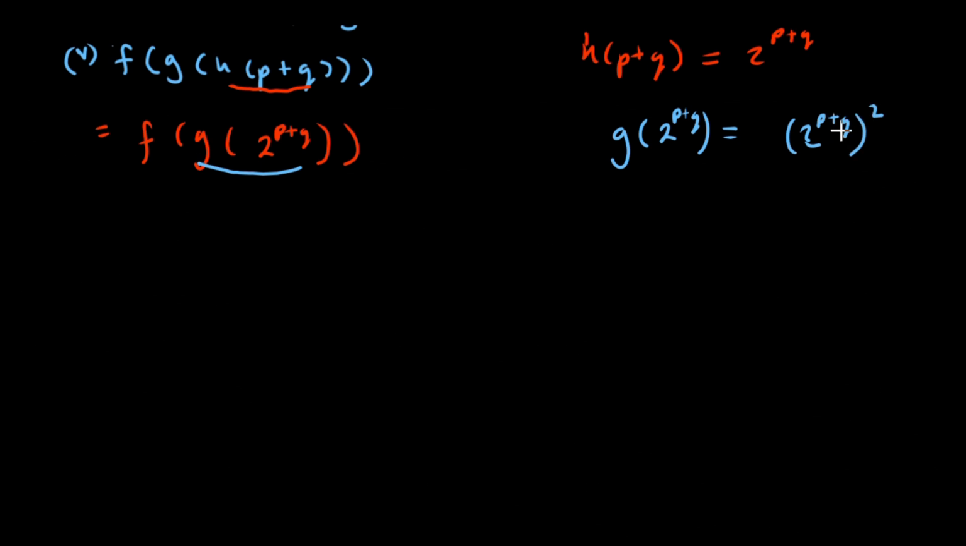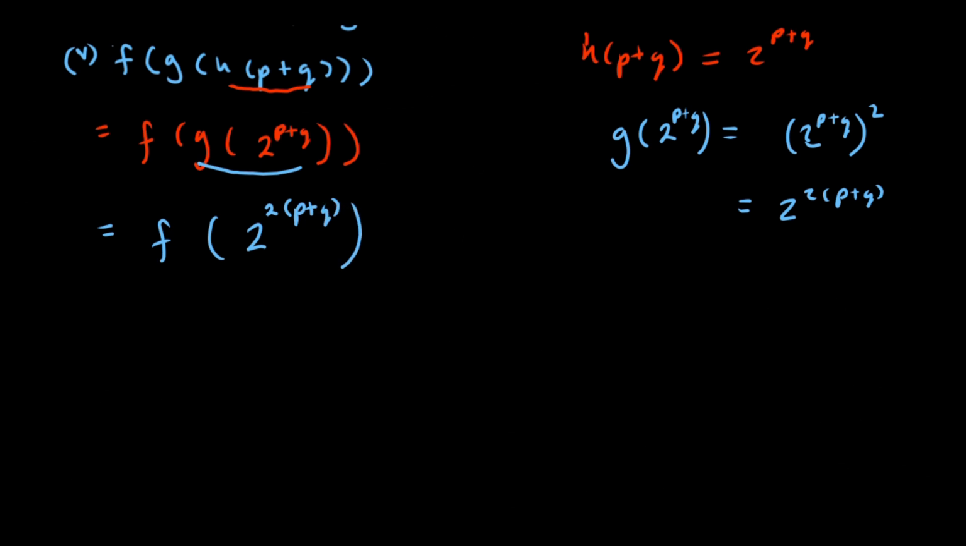Remember, if you raise a power to another power, you just multiply the powers here, and you are going to get 2 to the power 2, open brackets, p plus q. Simply that. Then, if you are carrying on, that's f of 2 to the power 2 p plus q, like this.